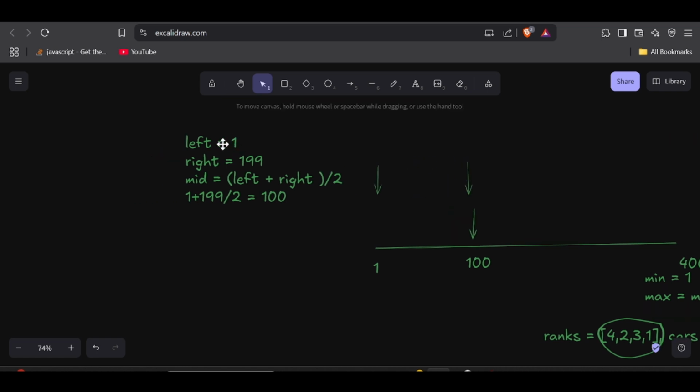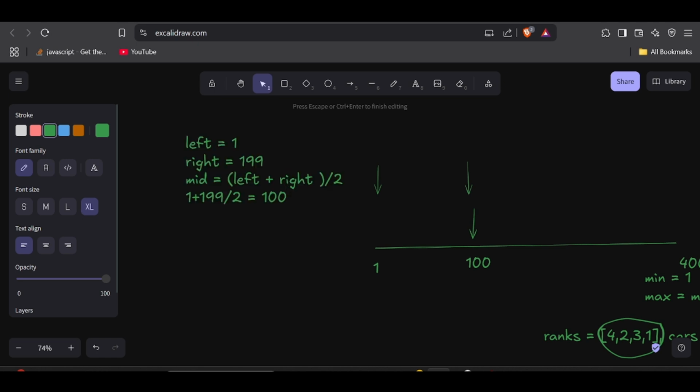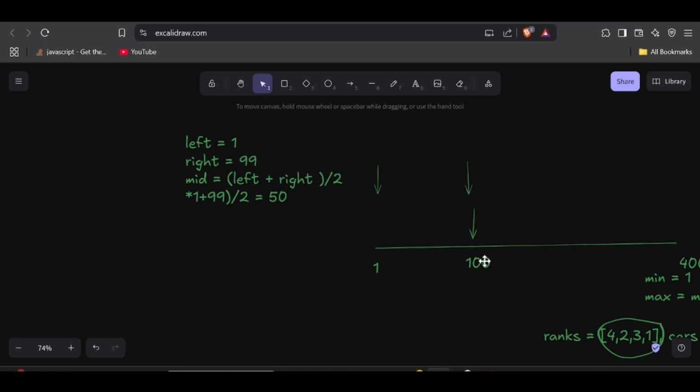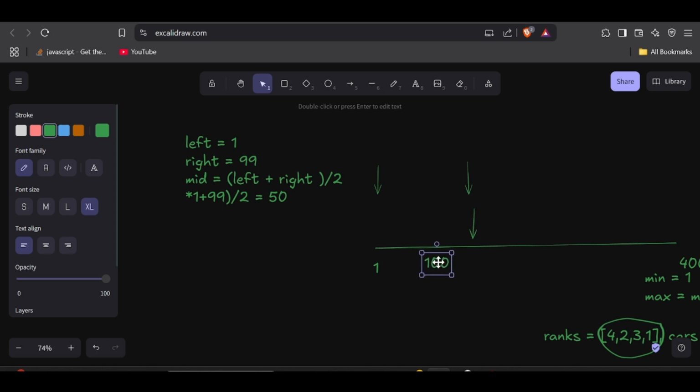So what will be my new left? My left is 1 only, because my left has never changed. My right has become 99. So what will be my new mid? My new mid will be 1 plus 99 divided by 2, so it will be 50. Just take it, put it here, and now the value of my mid is 50.